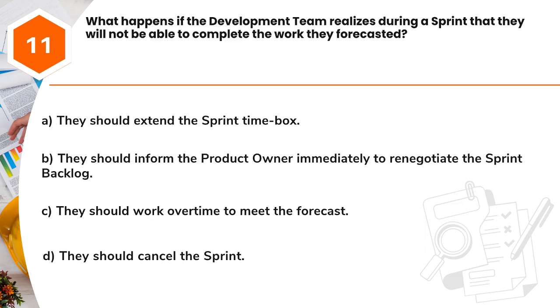Question 11. What happens if the development team realizes during a sprint that they will not be able to complete the work they forecasted? A. They should extend the sprint time box. B. They should inform the product owner immediately to renegotiate the sprint backlog. C. They should work overtime to meet the forecast. D. They should cancel the sprint.